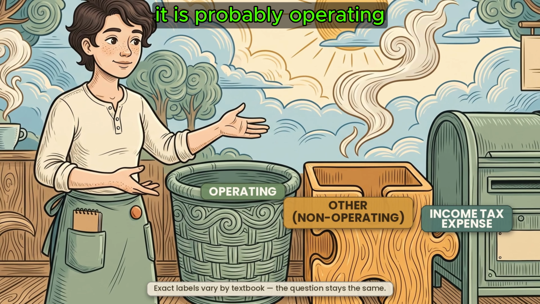Same idea with interest expense on borrowed money. Borrowing can help fund a business, but paying interest is a financing cost, not the cost of steaming oat milk. Gains or losses from selling an old espresso machine can also appear in other income and expenses because selling used equipment is not the core product line. If your cafe suddenly makes more money flipping espresso machines than selling cappuccinos, congratulations. You may have a different business.